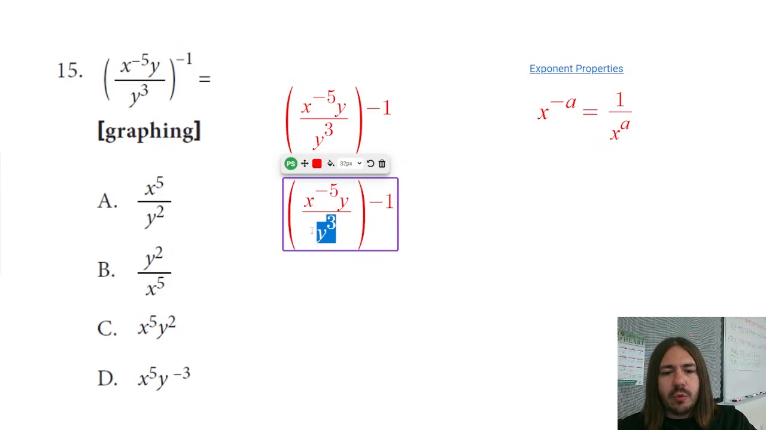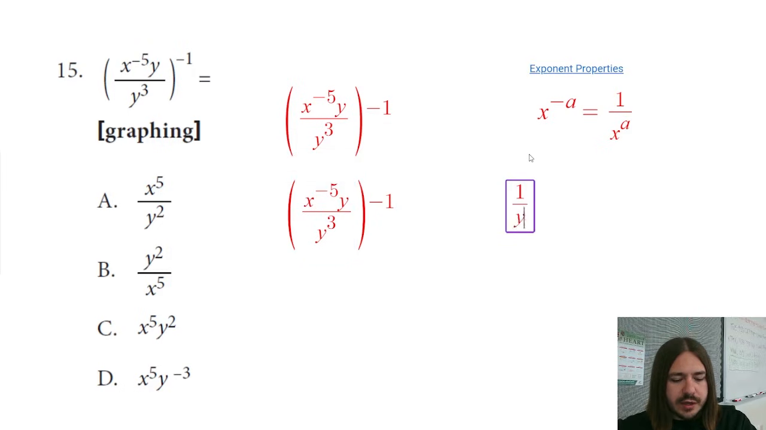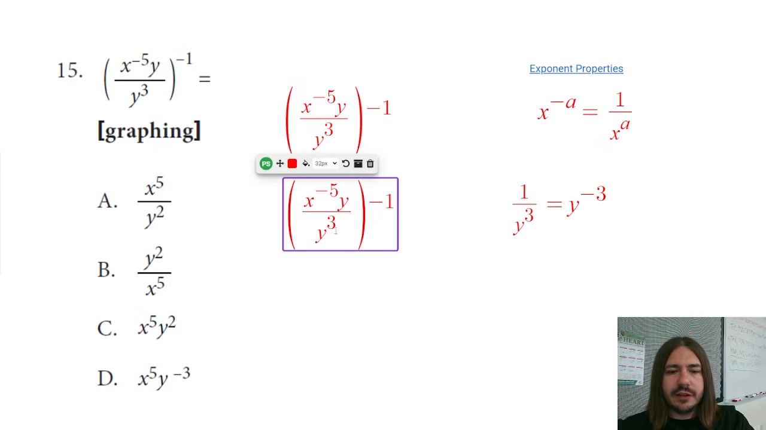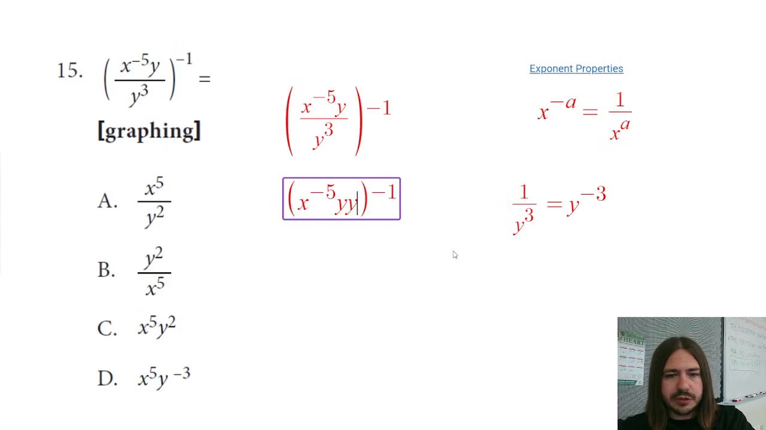Okay, so this y cubed is really like 1 over y cubed. Y cubed's in the denominator. And so if I use this exponent property, that means I can rewrite this as y to the negative 3rd. And so what I'm going to do is just rewrite this, and instead of dividing by y cubed, I'm going to multiply by y to the negative 3.